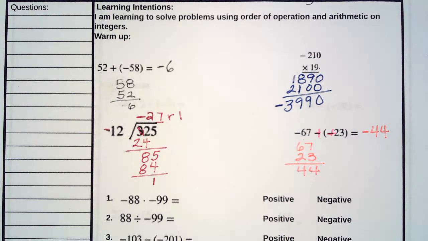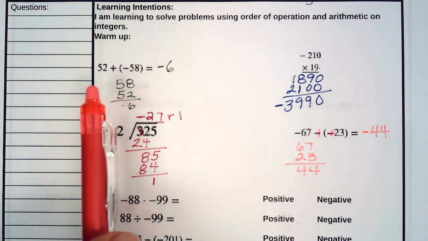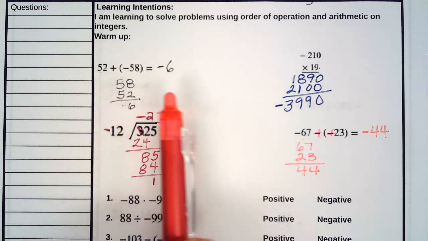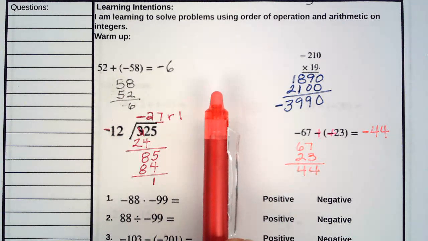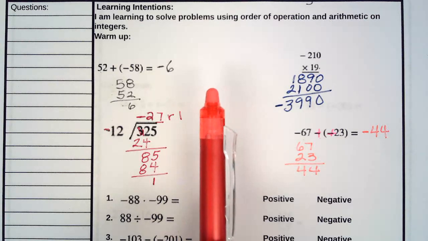Picture it on the number line. I'm starting out clear down here at negative 67. I only go up the number line 23 spots. I don't get anywhere near 0.